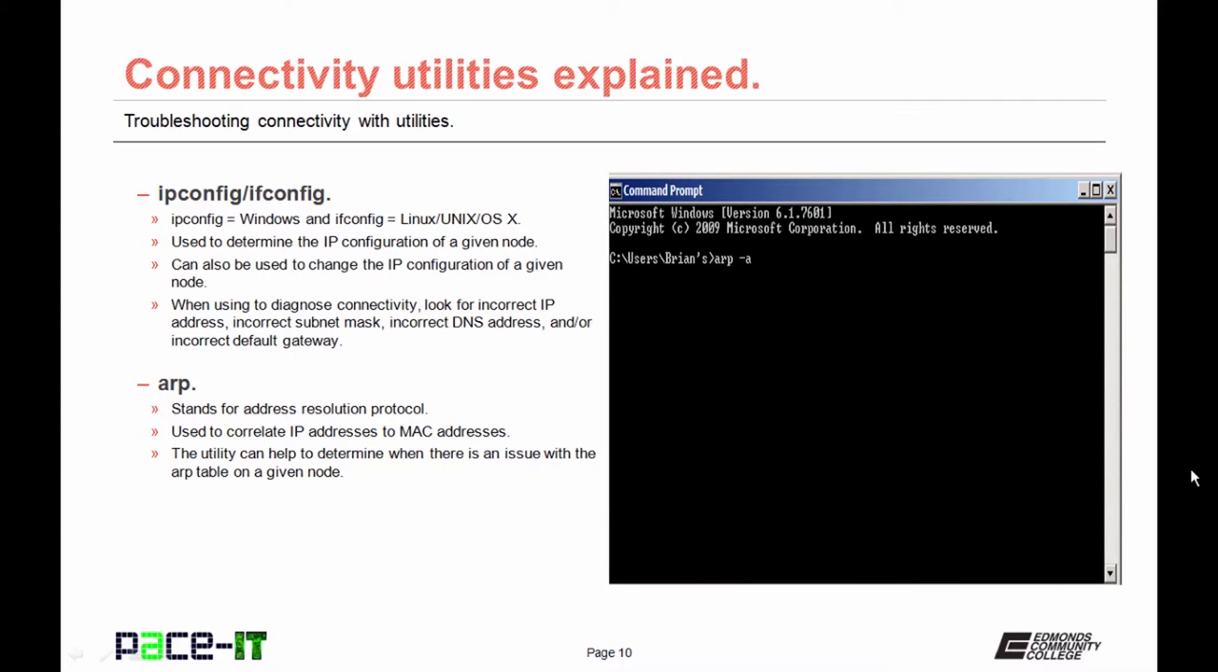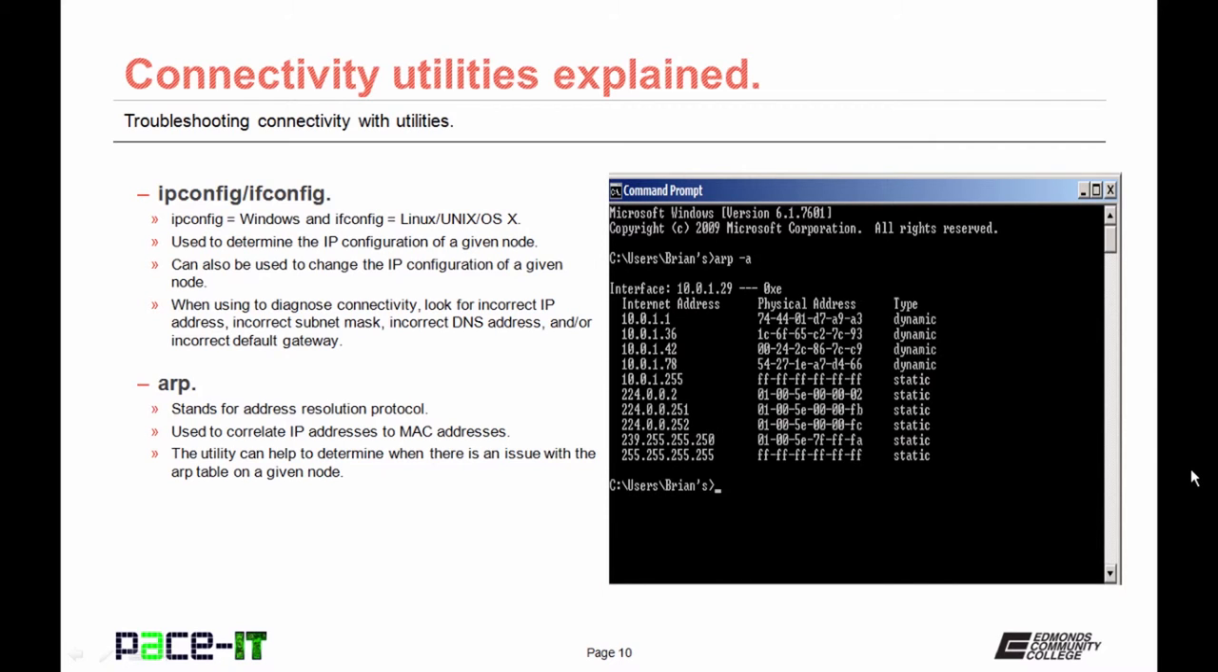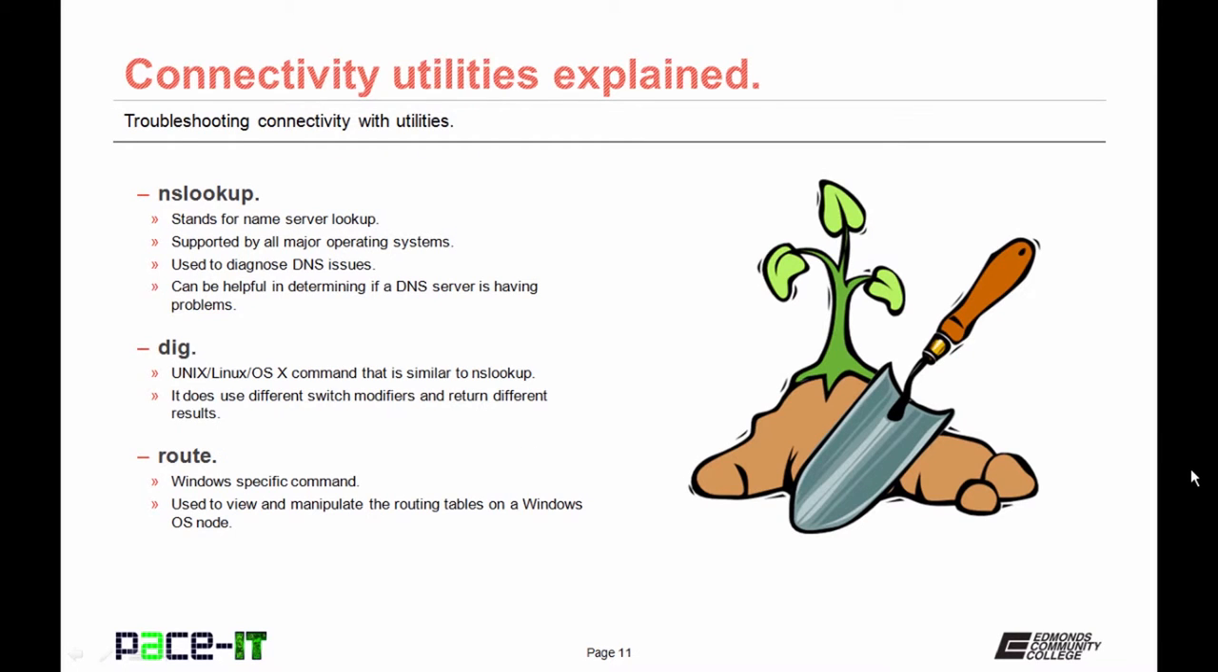Then there's ARP, which stands for Address Resolution Protocol. ARP is used to correlate IP addresses to MAC addresses. This utility can help to determine when there is an issue with an Address Resolution Protocol table on a given node. Then we have NSLookup. That stands for Name Server Lookup. It's supported by all major operating systems, and it's used to diagnose Domain Name System issues, or DNS issues. It can be very helpful in determining if a DNS server is having a problem.